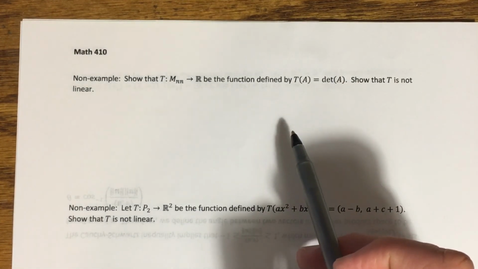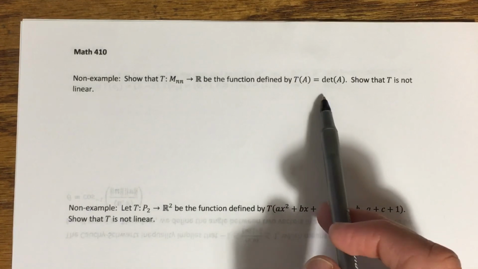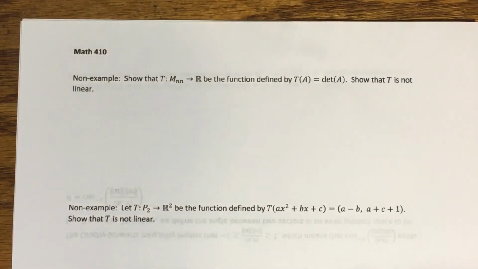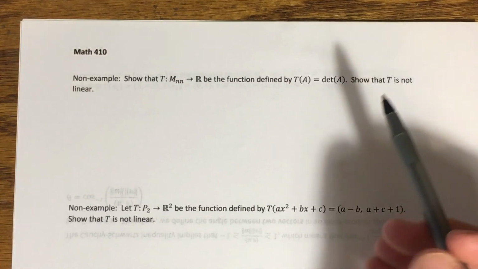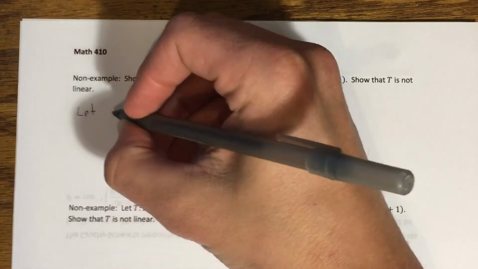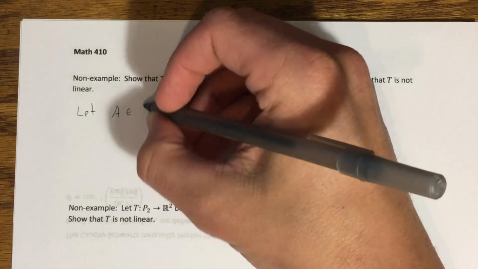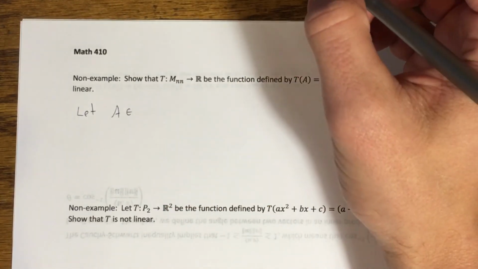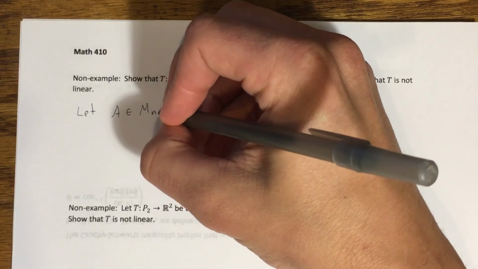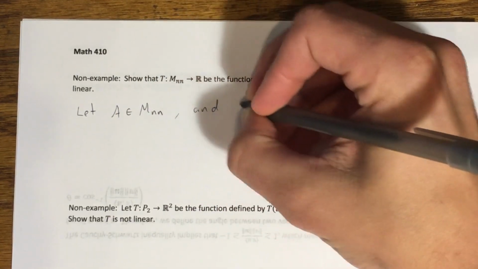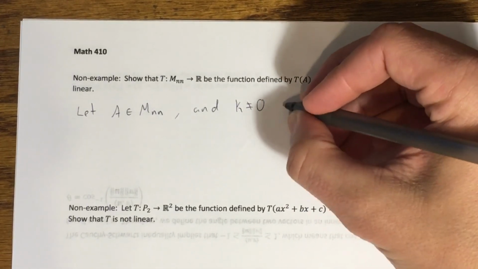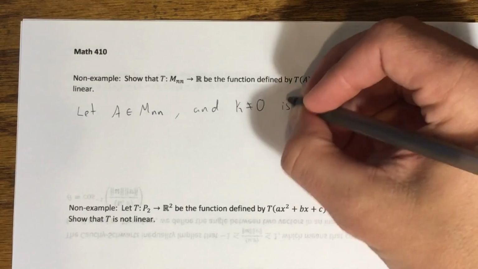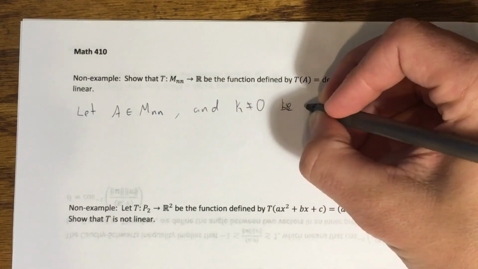Now, to show that this is not linear, we use a property of determinants. This is the way your book approaches it, and it's really kind of the most natural way. So we want to show that this transformation fails one of the defining properties. Let A be a vector in M_n,n, and k, and I need to be specific here that k is not equal to 0. We'll see why in a second. Let k be a scalar.